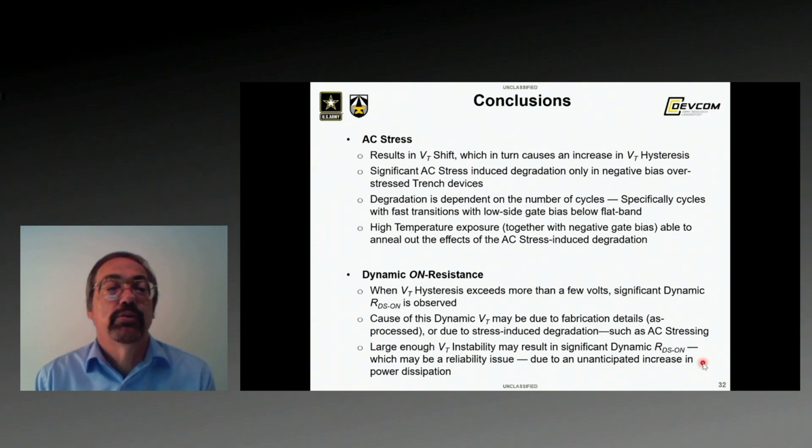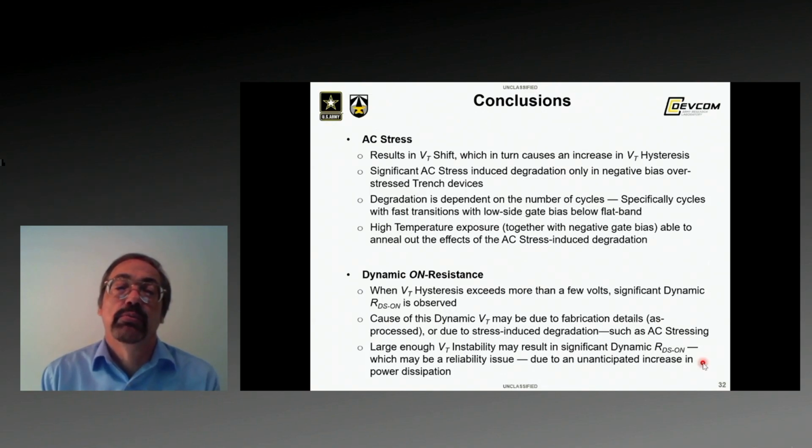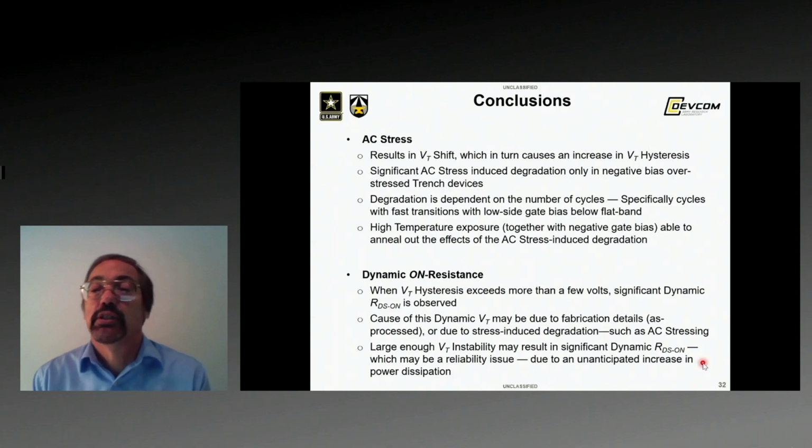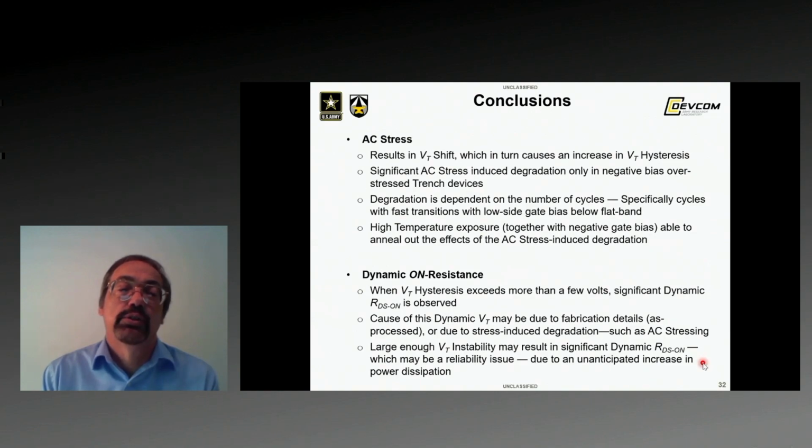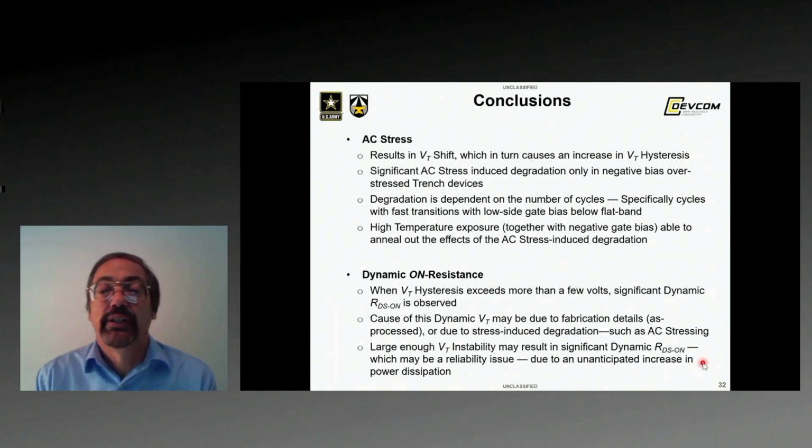And then finally, dynamic on resistance. When VT hysteresis exceeds more than a few volts, significant dynamic RDS on is observed. The cause of this dynamic VT can either be due to variations in processing or due to some type of stress-induced degradation such as AC stressing. And large enough VT instability may result in significant dynamic RDS on effect, which in turn may be a reliability issue due to an unanticipated increase in power dissipation.